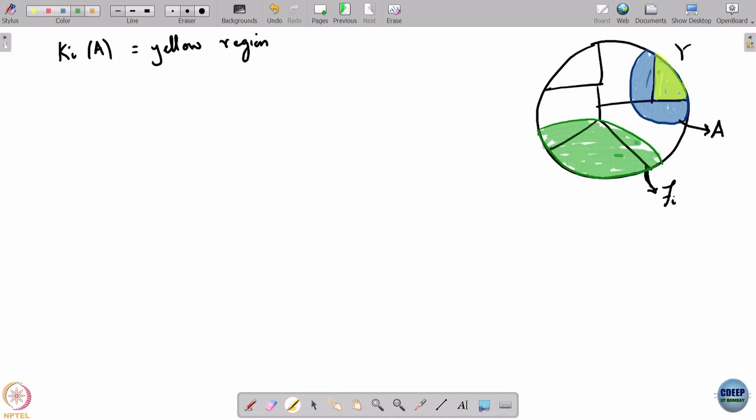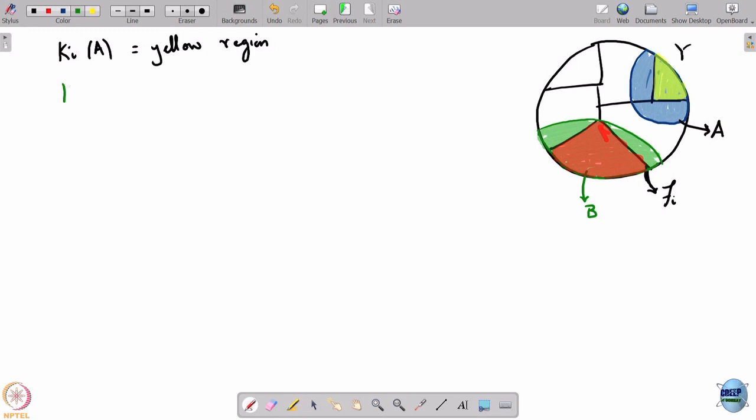Let us call this some other event, say event B. This is event B. Now, tell me what is Ki of B? Is this red shaded region Ki of B? Right, it is the states of the world in which player I knows B.